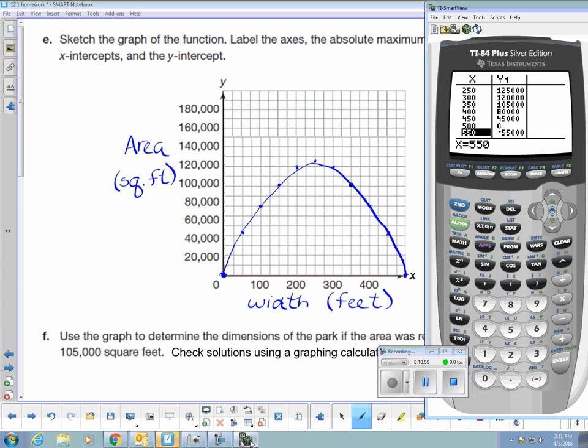We can discuss what the x-intercepts are and what they mean in terms of this problem. So my first x-intercept is 0, 0. That means when my width is 0 feet, I have an area of 0 square feet. My second x-intercept we wrote as 500, 0, which means when my width is 500 feet, I have an area of 0 feet. Now, neither of those x-intercepts make sense in terms of this problem because I cannot have an area of 0 square feet.